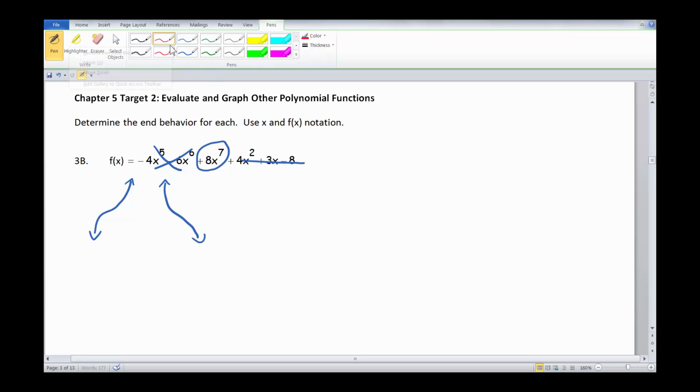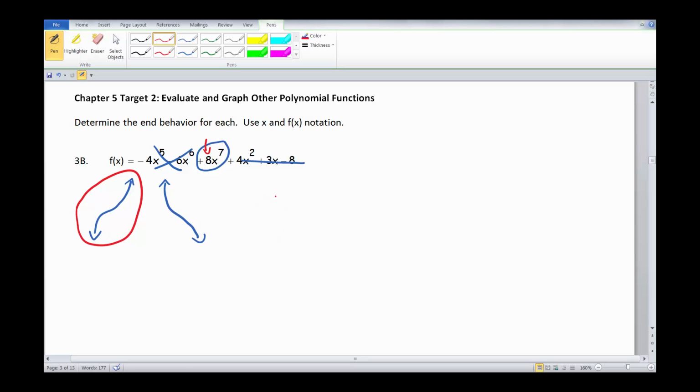Now comes in the leading coefficient, our number right in front of that x. And as a result, because it is 8, we notice that it is positive. So we are looking at this case right here, where it is rising from left to right.